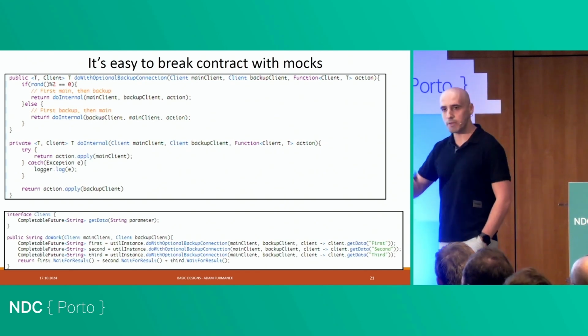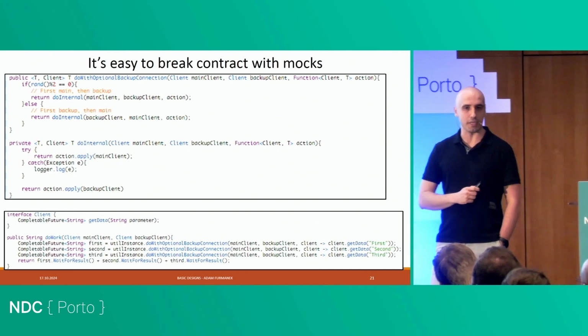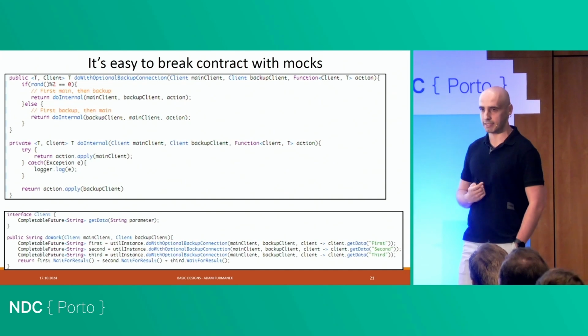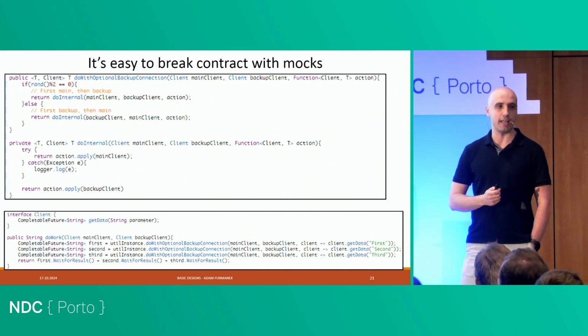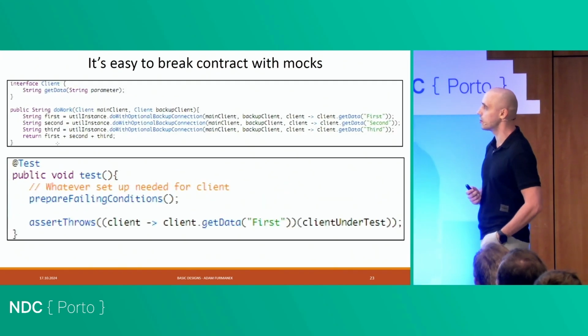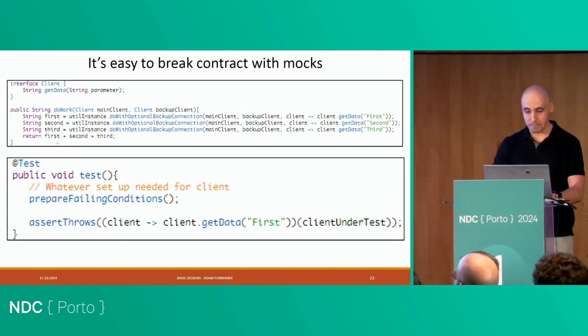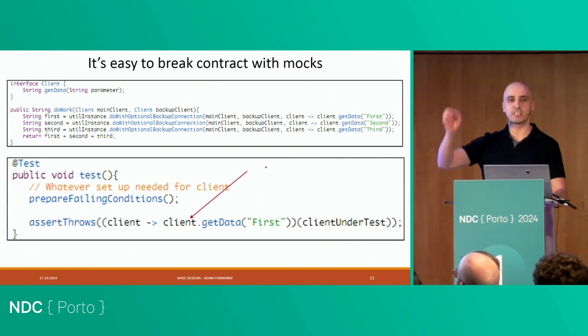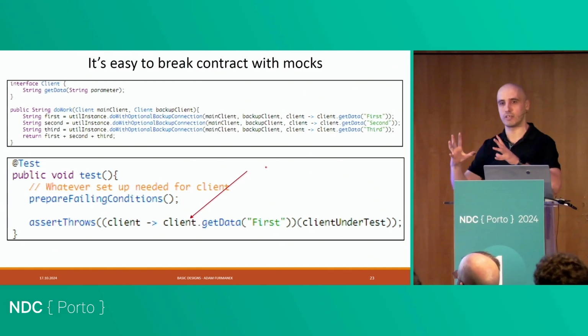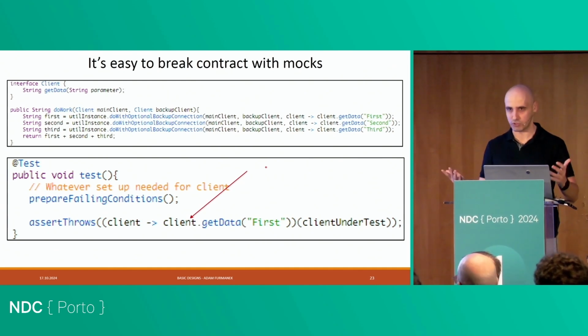Now the question is, how can we prevent this from happening? How can we write a unit test that would spot that we broke the LSP, that we broke the contract in here? And the unit test we would need to write is actually pretty complex, because what we need to do is verify whether the client throws the exception. It's not that we test whether our concatenation of strings works.